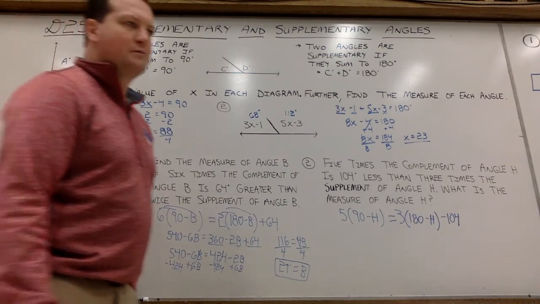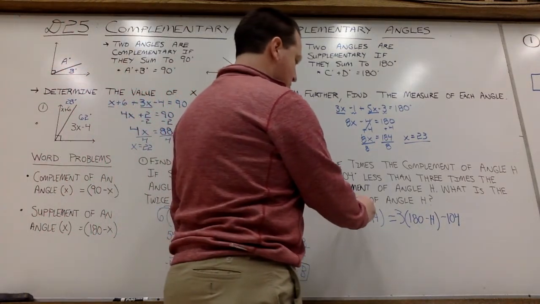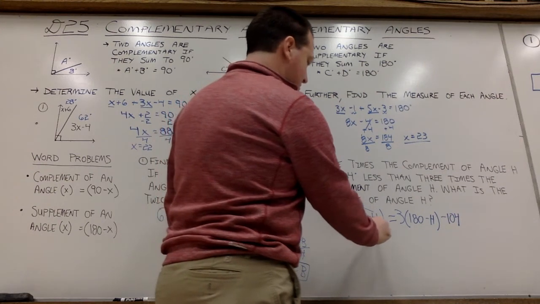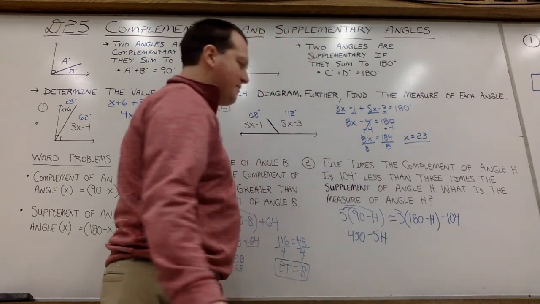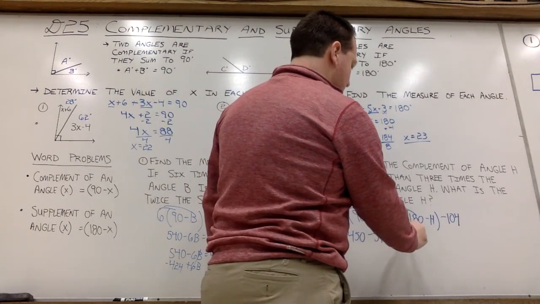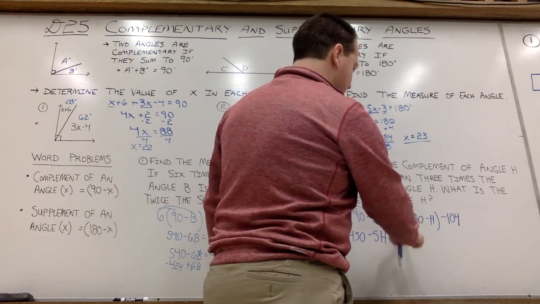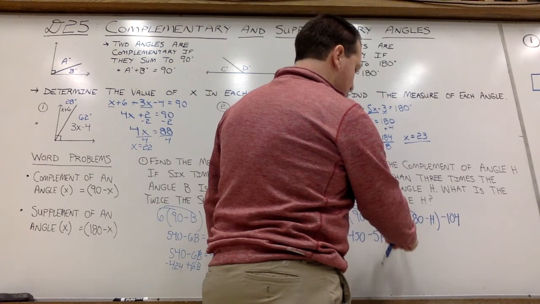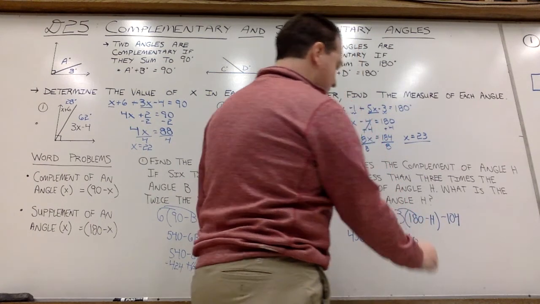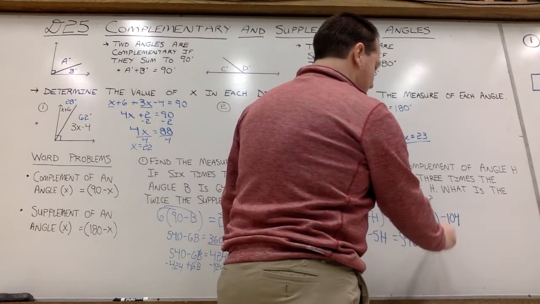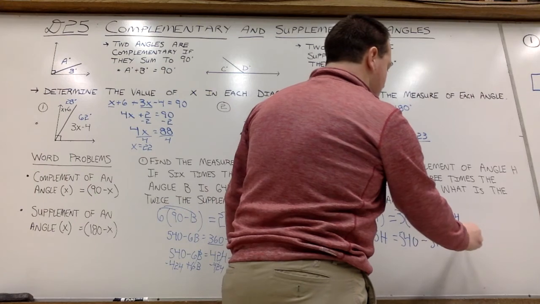All right, distributive property, take 2. 5 times 90, we'll have 450 minus 5h will equal 3 times 180 is 540. Struggling with my numbers here today. I can say it, I just can't write it. Let's make it legible too while we're at it. 540, kind of legible. 3 times negative h, negative 3h, and then minus 104.